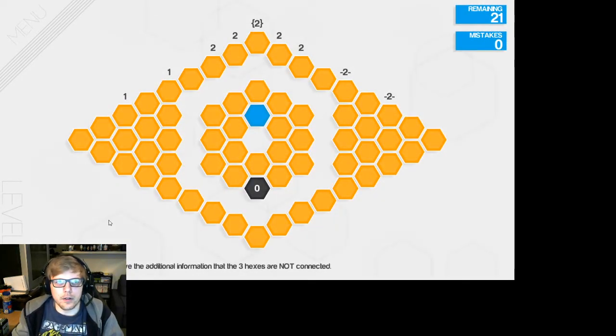And this is adding another additional mechanic. So the numbers like this with the dash on either side gives the additional information that the hexes are not connected. And in this level it doesn't matter, but it'll matter later. So for this 2, it could be this one and this one, or it could be this one and this one, or this one and this one. There's a lot of different possibilities that it can be.